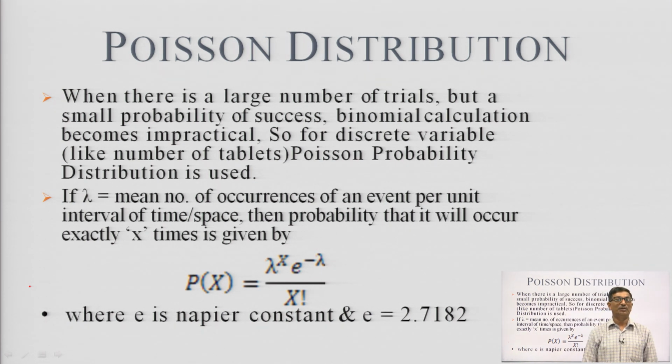In Poisson probability distribution, if lambda is the mean number of occurrences of an event per unit interval of time or space, then the probability that it will occur exactly x times is given by P(x) equals lambda raised to power x, e raised to power minus lambda, upon factorial x, where e is the Napier constant and its value is 2.7182. To calculate the probability in Poisson distribution, we use this formula for different values of the random variable.